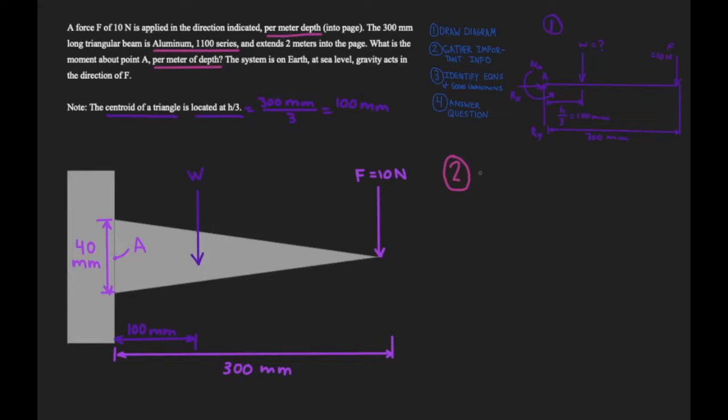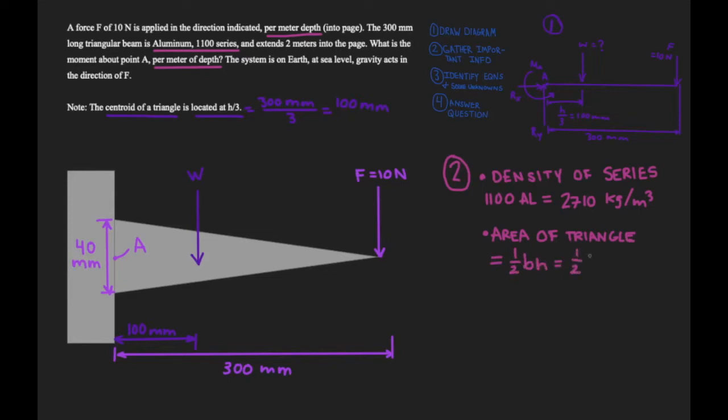Let's move on to step 2. Let's gather the important information to solve this problem. So we know this beam has mass, and we're given a clue that we are dealing with an aluminum 1100 series beam. So a quick Google search will reveal that the density of this beam is 2,710 kilograms per meter cubed. Meanwhile, the area of the triangle can also be calculated using 1/2 base times height. We know the dimensions, so we can easily find our area of the triangle to be 0.006 meters squared.